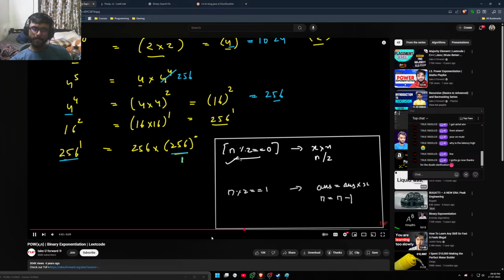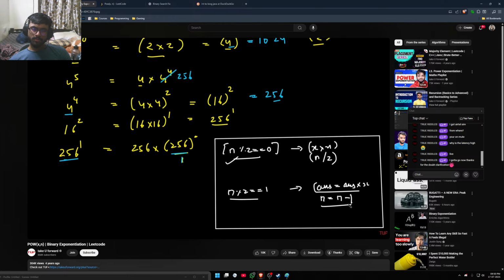Whenever the power was even, we multiplied x into x and we divided n by 2. And whenever n was odd, we multiplied the answer with x and we reduced n by 1. And ultimately, whenever our n was 0, we stopped. So this is when we get our answer.